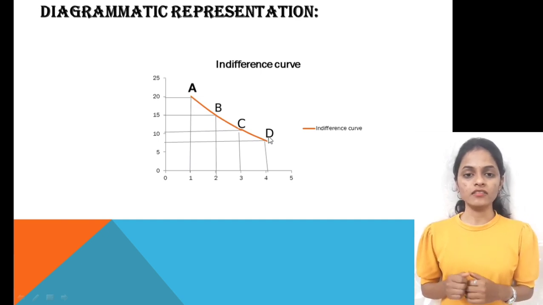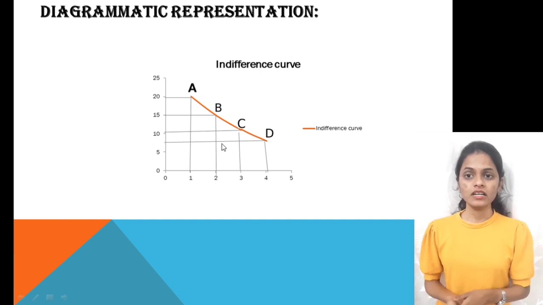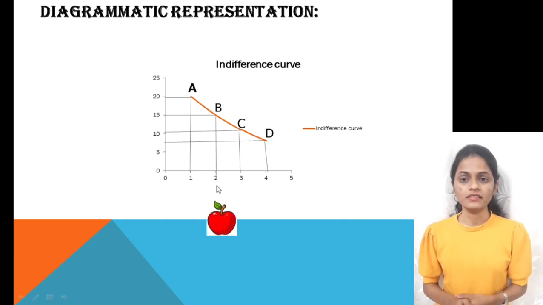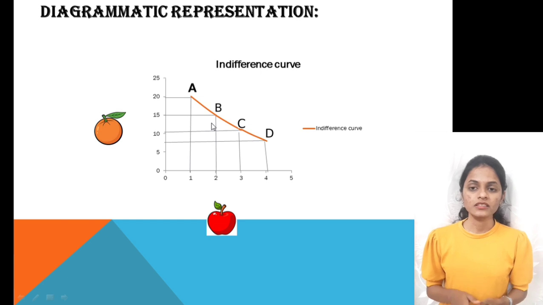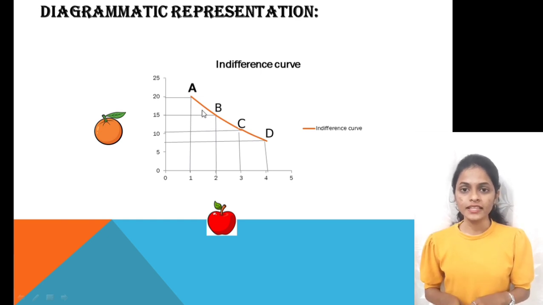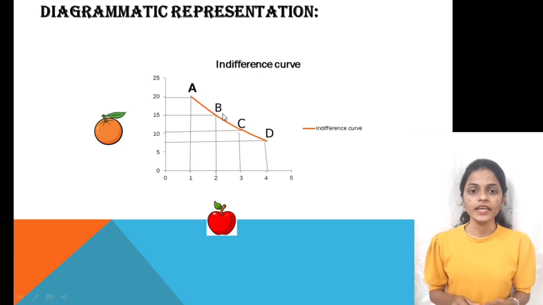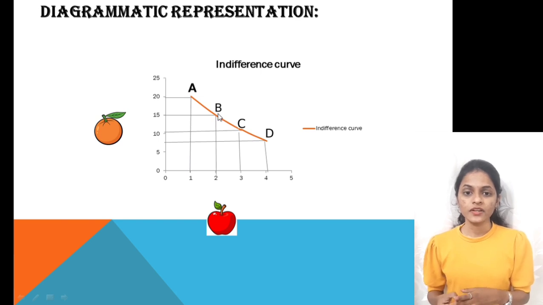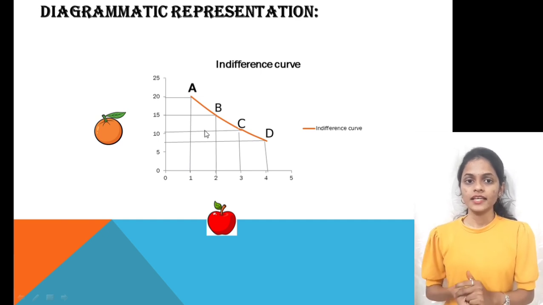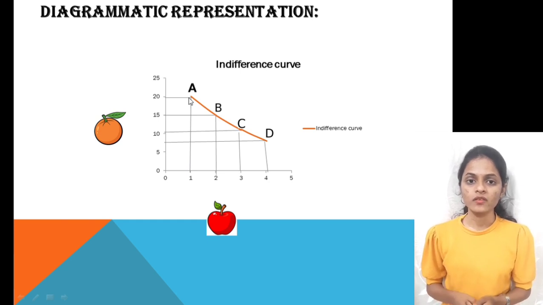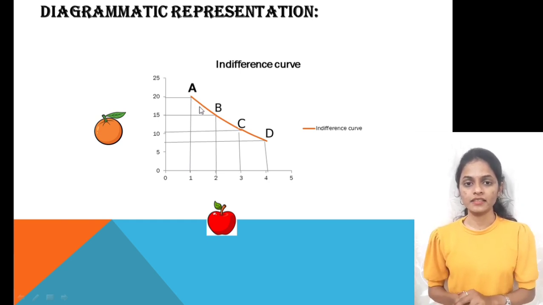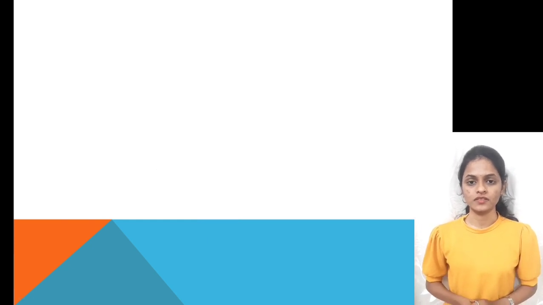We get the indifference curve. That's why the indifference curve says that if X units and Y units, let's assume that X units are apples and Y units are oranges. If the consumer consumes 1 apple and 20 oranges, then they will get a certain satisfaction. Similarly, in combination B, the consumer gets the same satisfaction when they consume 2 apples and 15 oranges. One more thing is, we can see here as the number of X units increases, at the same time the number of Y units automatically decreases. This is called MRS. MRS means marginal rate of substitution.